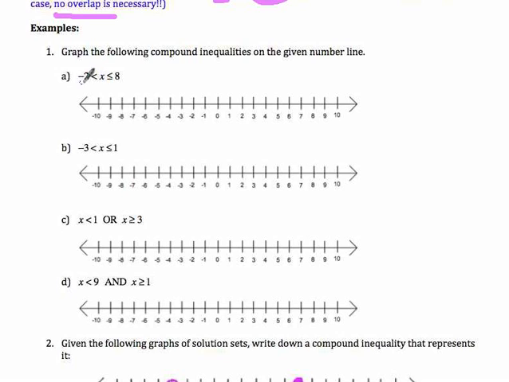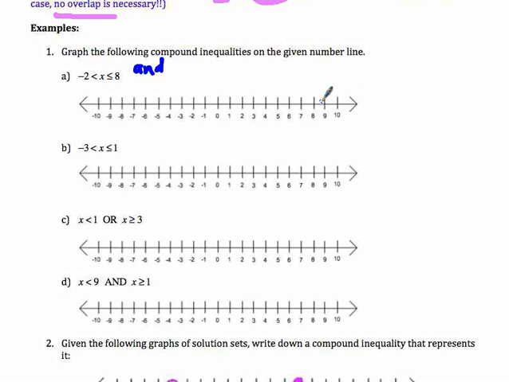And so in the first example, 1a, we have the compound inequality minus 2 less than x less than or equal to 8. This is the equivalent of a compound inequality with the word and, so what we're interested in is the portion of the number line that represents x greater than minus 2 and at the same time less than or equal to 8.